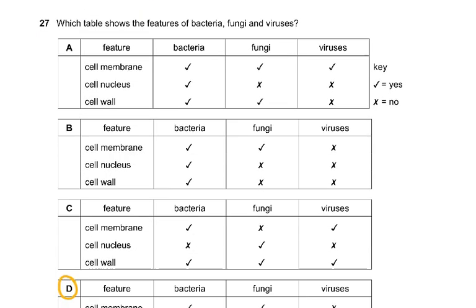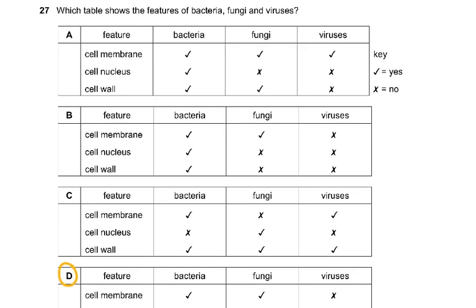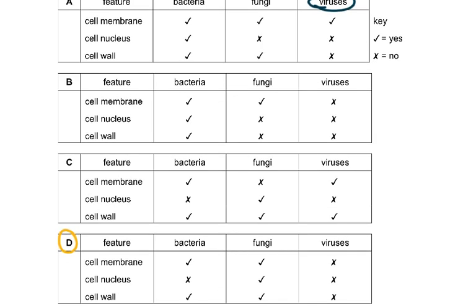Then coming to question 27, which is a very long question. Which table shows the features of bacteria, fungi, and viruses? Well, in viruses, you've got to understand there's only one thing. There is no cell membrane, no nucleus, no cell wall. So viruses would not have any of those things. So when you look at the different diagrams, A, B, C, D, it could have been this one, because viruses have nothing. They have no cell membrane, no nucleus, no cell wall. So they have nothing. Or it could have been this one.